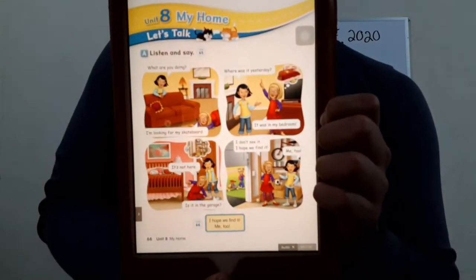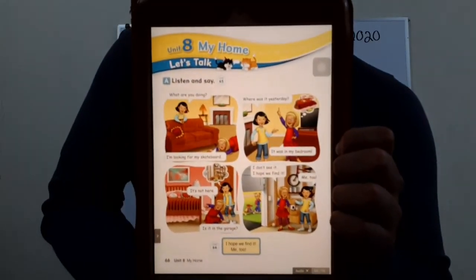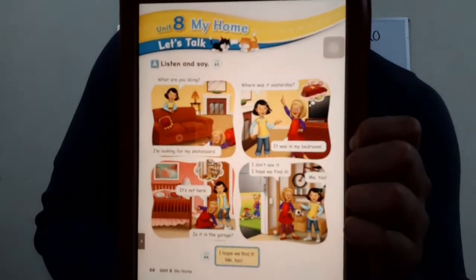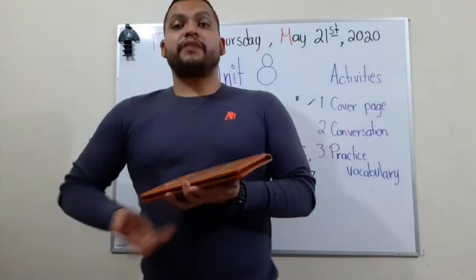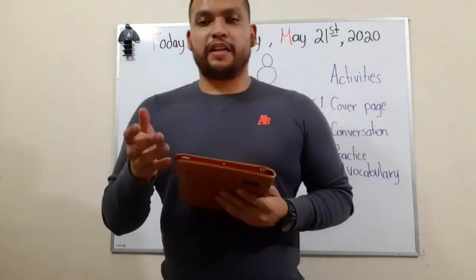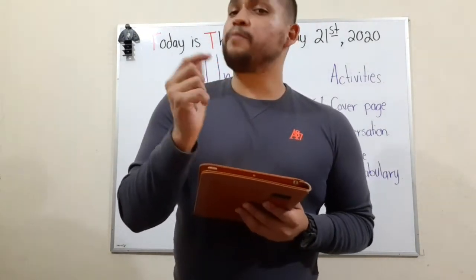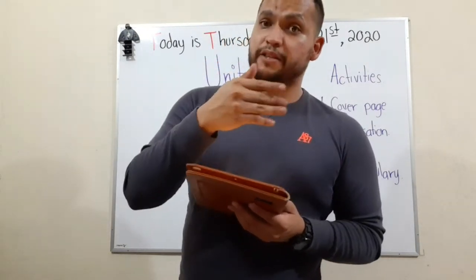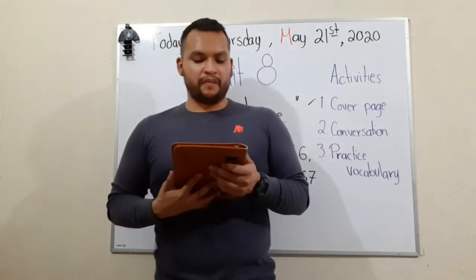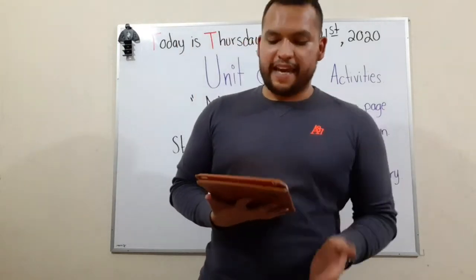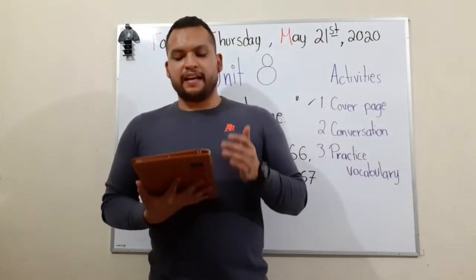So this is a little conversation. Yes, you have it here. So I'm gonna read it again. La voy a leer otra vez. Ahora les voy a dejar un pequeño espacio for you to repeat, para que ustedes repitan después de mí. So it says, Unit 8, my home. Let's talk.